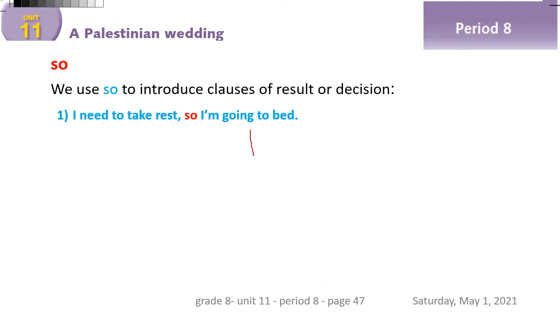هاي جملة واحدة وهذه جملة اثنين. Agreed؟ لاحظ إنه جملة واحد نتج عنها جملة اثنين. يعني جملة اثنين هي نتيجة جملة واحد. I need to take rest. هاي الجملة الأولى. So I'm going to bed. ولذلك أنا رايح أنام. أنا محتاج أرتاح، لذلك أنا رايح أنام.